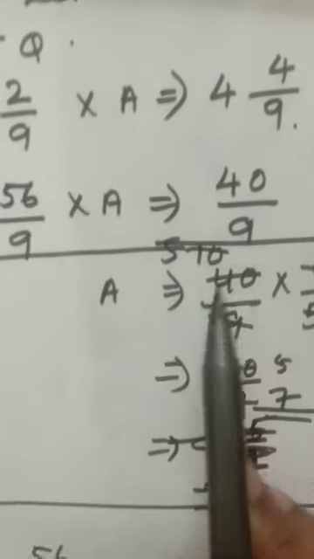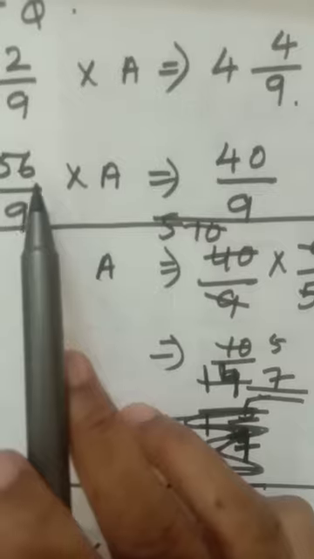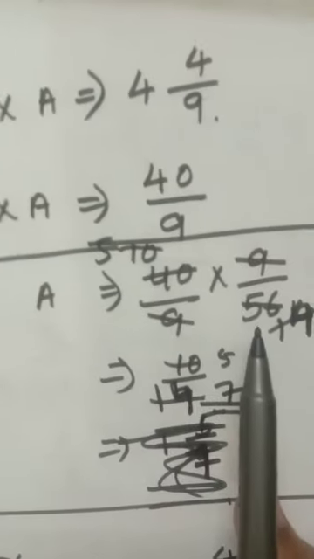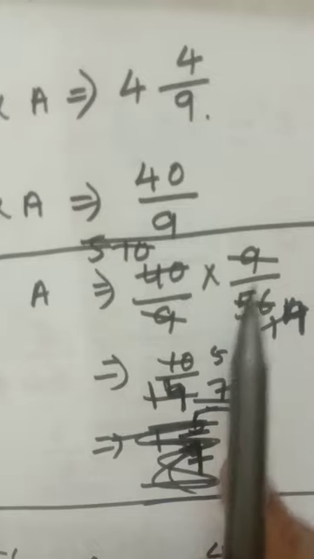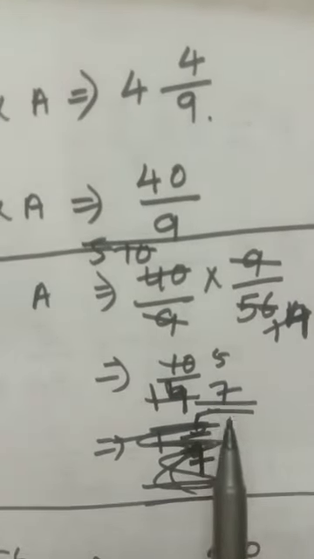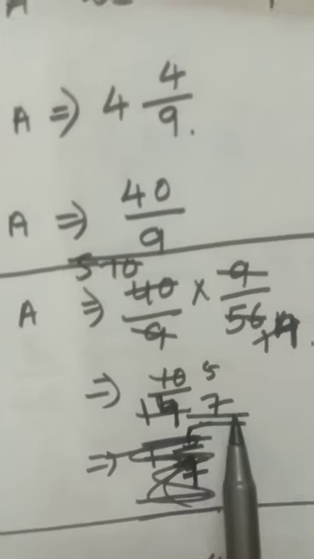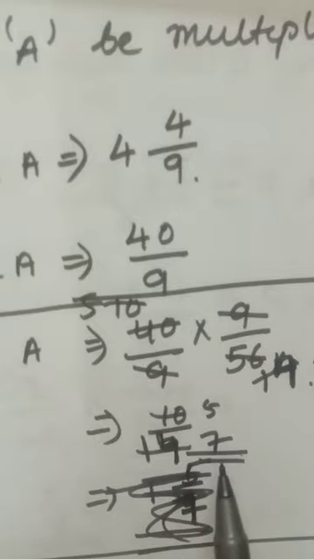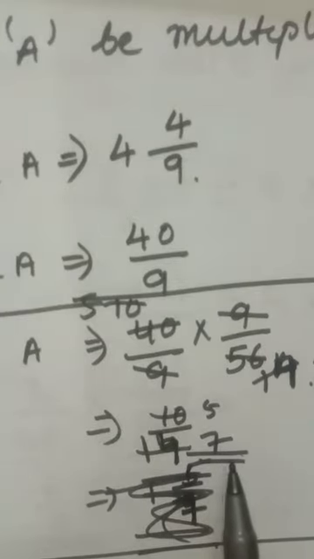Here 9 is dividing. Dividing number will be multiply here. Okay. 9 will be move here. And 56 is multiply, numerator side it will come denominator side. After that you cut it. You will get 5/7 is the answer. Understand? Clear?